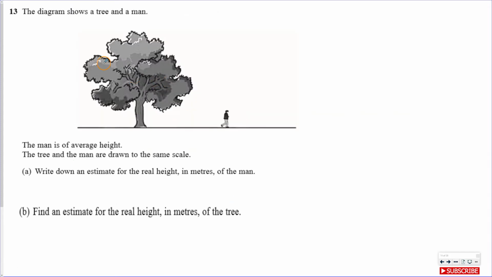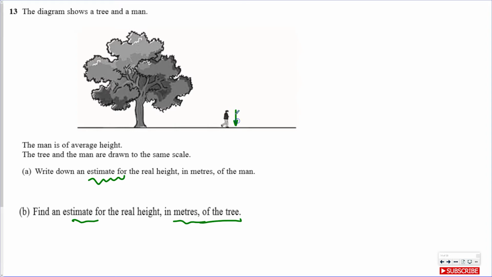Now for question 13, we're told the diagram shows a tree and a man. The man right here is of average height. The tree and the man are drawn to the same scale. Write down an estimate for the real height in meters of the man. And then find an estimate for the real height in meters of the tree. So first we have to find an estimate for this man. Now, if you have the paper with you, you would need to measure this with a ruler.